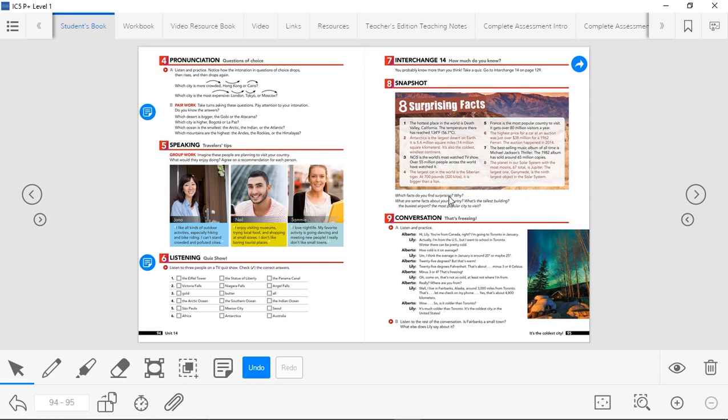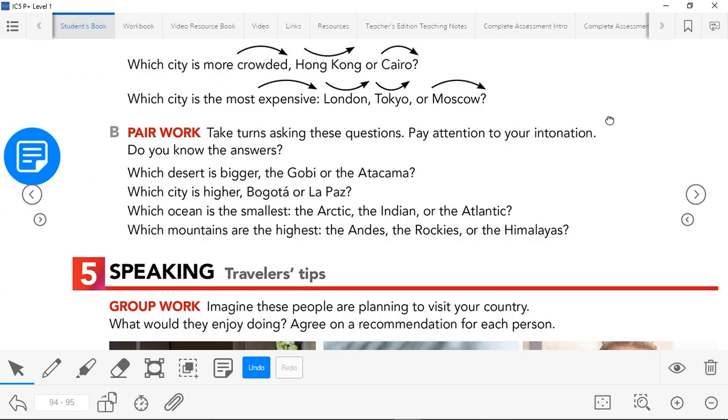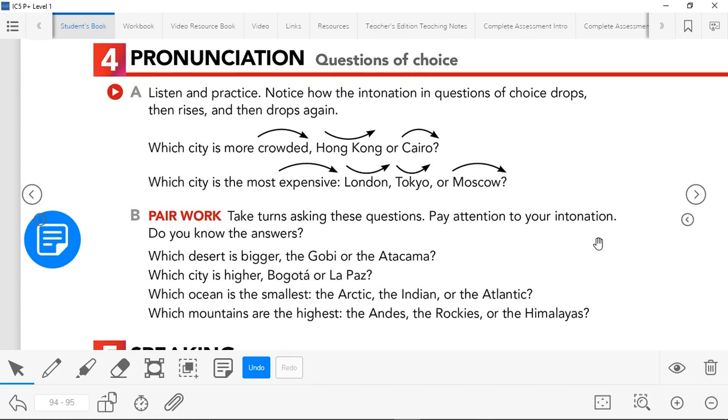Okay? Now, let's continue to one of the last things for the day, and it's pronunciation. It's really important to take the pronunciation in consideration, okay? And this pronunciation is called questions of choice. Listen and practice. Notice how the intonation in questions of choice drops, then rises, and then drops again. It's like how do they change the pronunciation every time that they mention something, okay? So let's listen, and then we're gonna practice.